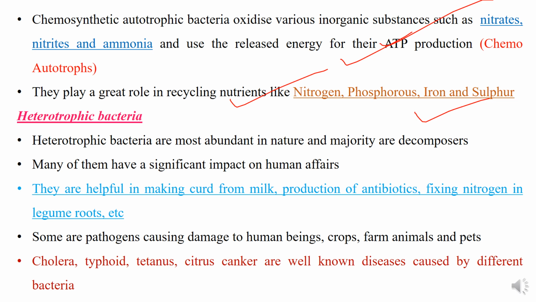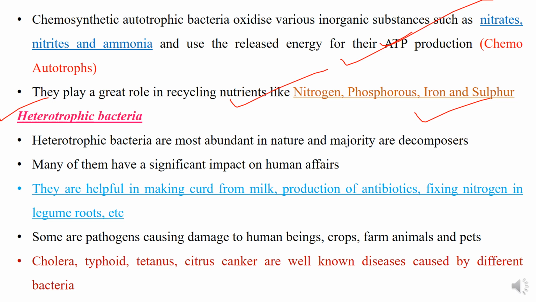So the answer will be chemoautotrophs, or chemosynthetic autotrophic bacteria. Then coming to the other type, that is heterotrophic bacteria, which depend on other organisms for the synthesis of their own food material. The heterotrophic bacteria are the most abundant in nature, compared to the photosynthetic and chemosynthetic autotrophs, because the majority are decomposers, which decompose other organic materials to obtain nutrient material.